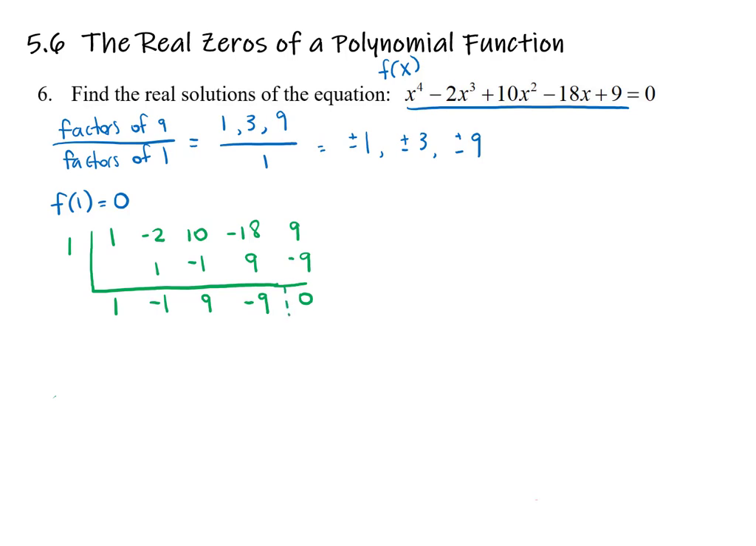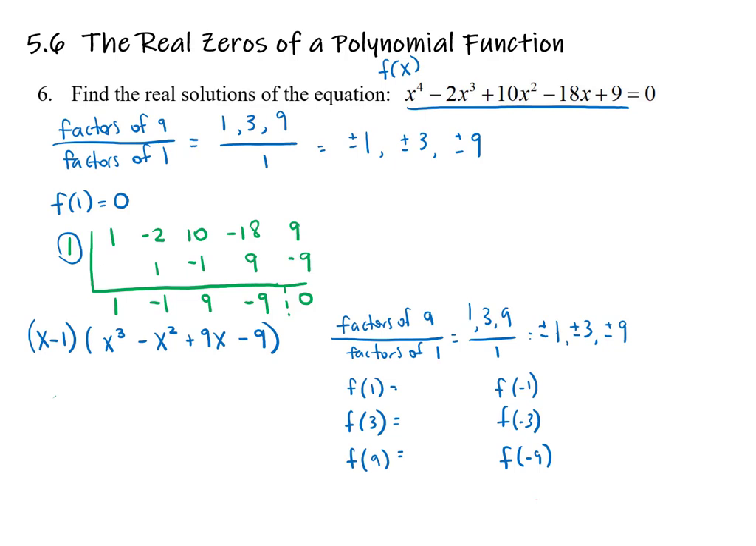So this first term is x minus 1, then all the rest of it becomes x cubed minus x squared plus 9x minus 9. And then we're going to go ahead and do the rational zeros theorem again. We basically have the same factors. We have factors of 9 divided by factors of 1. So we have 6 possible rational zeros again.